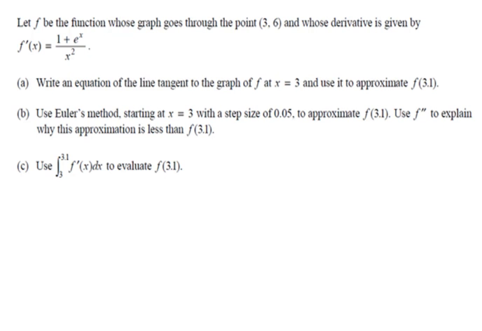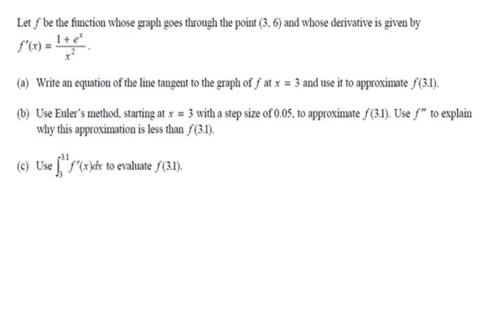With this video, we'll take a look at some Euler's method questions, free response questions from the AP Calculus BC test. In this problem, let f be the function whose graph goes through the point (3, 6) and whose derivative is given by f prime of x equals (1 plus e to the x) over x squared. The first thing we want to do is write an equation of the line tangent to the graph of f at x equals 3.